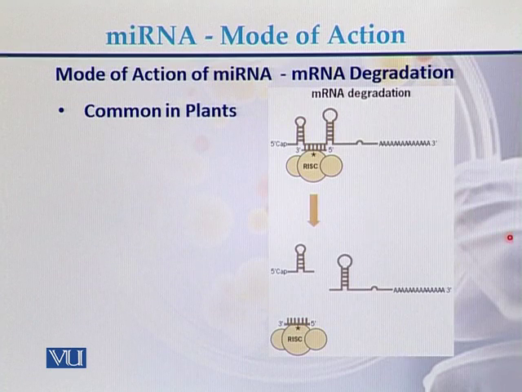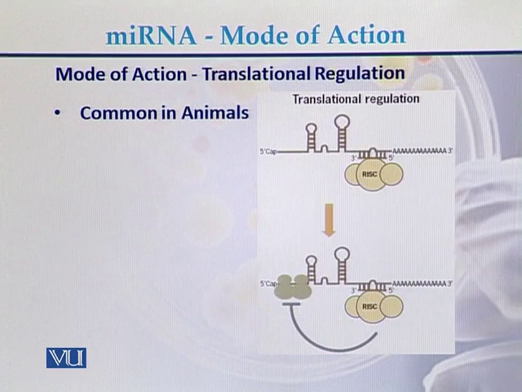The first mode of action of miRNA, that is mRNA degradation, is usually seen in the plants. In this mode of action, the messenger RNA that has been produced from the genes is degraded with the help of the RISC complex. So this was the messenger RNA that was produced from the plant genes, and that messenger RNA is degraded by the action of miRNA along with RISC. So the messenger RNA is degraded here. So this is the first mode of action of miRNA.